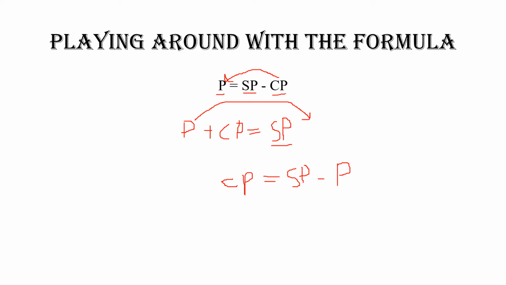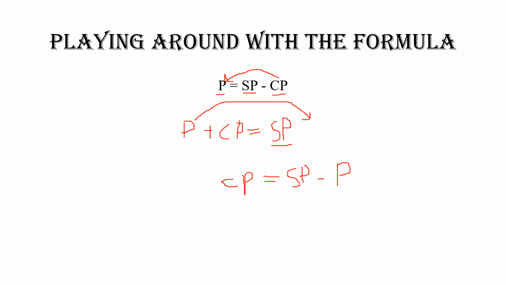Oftentimes, I know that students tend to cram these formulas. If you like cramming, you could go ahead and cram. I will prefer to just know one formula. So I just memorize profit is equal to selling price minus cost price. And with this formula, I could perform some algebra and I could easily find out the formula for the cost price or the formula for the selling price.